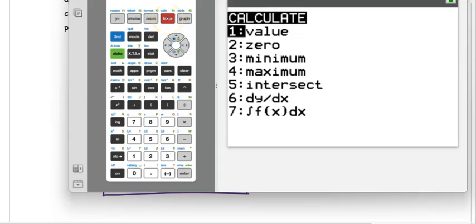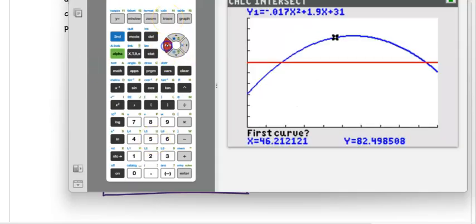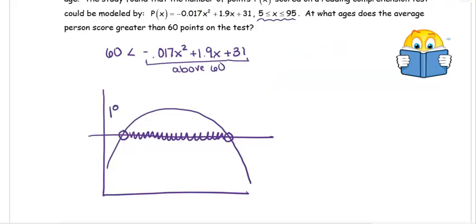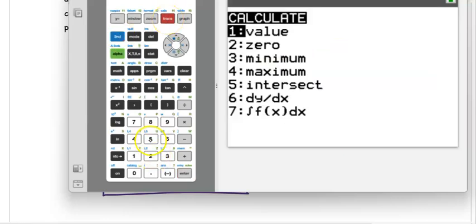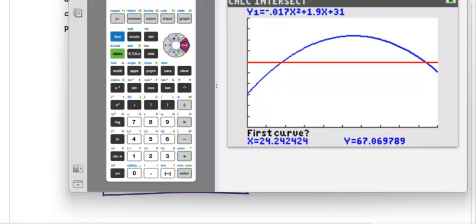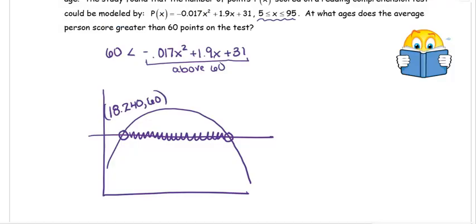So, second trace, number 5, I'm going to arrow over close to the left side. I don't have to get on top of it. I can get close to it. Take a guess, and I have 18.240 and then 60. I'm going to do the same thing with the second one, second trace. I'm looking for the intersection. I'm going to move on over, get close to it, enter 1, 2, 3 times, and I see that I have 93.525.